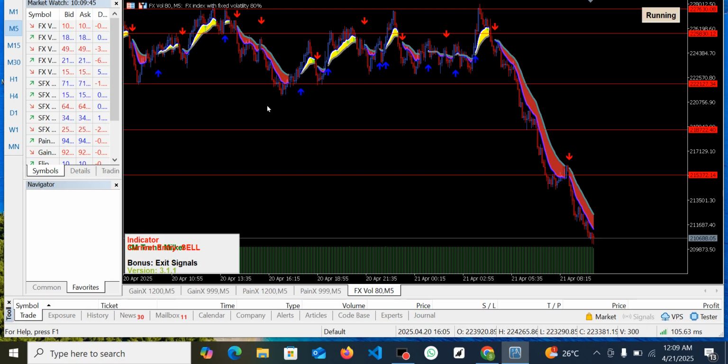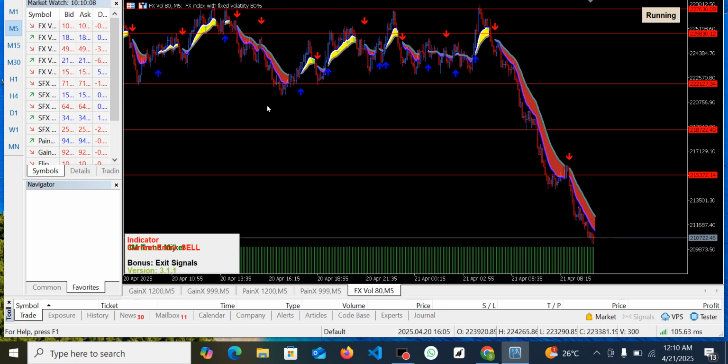Like I said, this is FX Volume 80, and an asset that looks exactly like this is Volatility 75. If you are used to that, then definitely you can also use the same strategy to trade this particular asset called FX Volume 80.